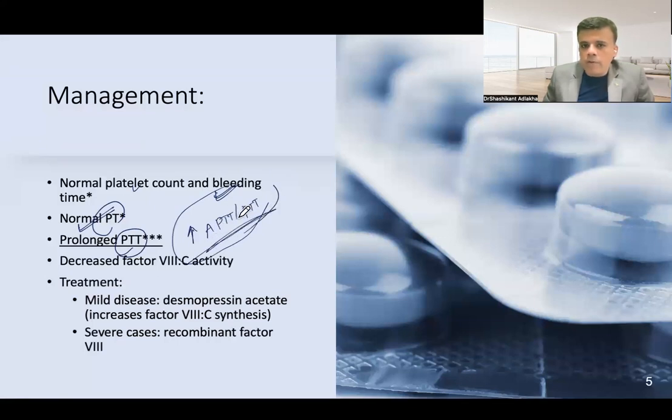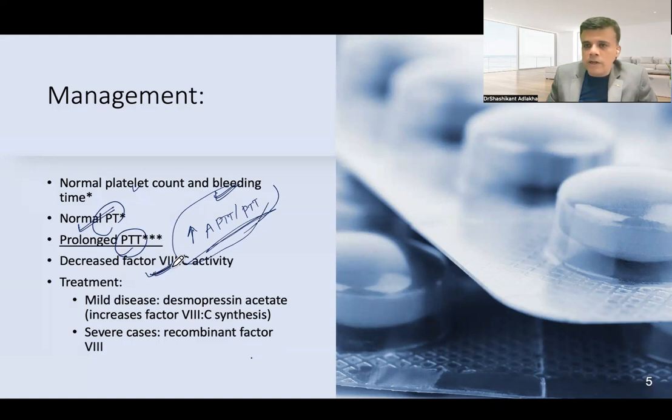And after we get this prolonged APTT or PTT, we may do a mixing study, where 50% of the patient's plasma is mixed with 50% of the normal control. If the APTT is normal after the mixing of the samples, then we go for factor 8.